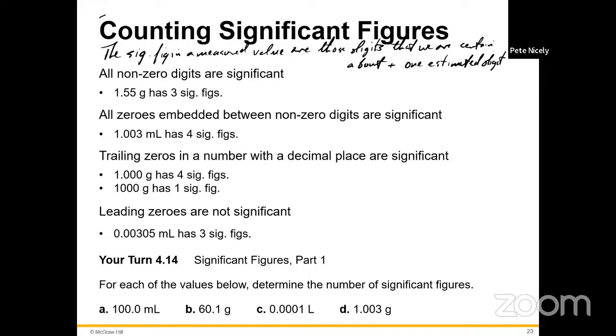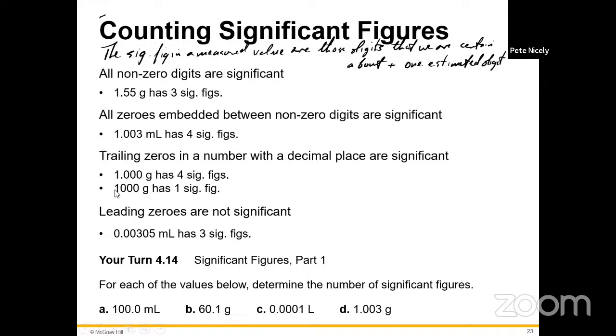Okay, let me see the best way to explain this. If you have zeros at the end of a number, and if there's a decimal point anywhere in that number, then those zeros at the end are significant. All right? Now, if there's no decimal point, and you have zeros at the end of the number, then those zeros are not significant. So the decimal point makes a difference.